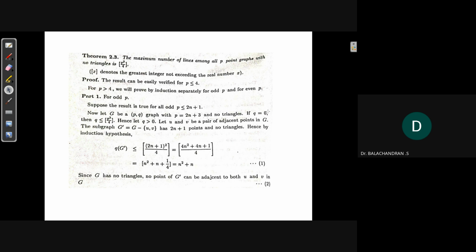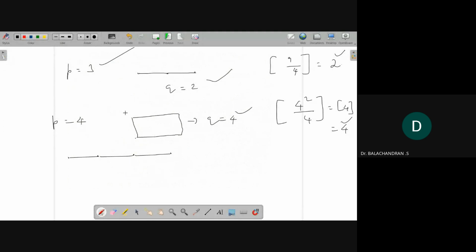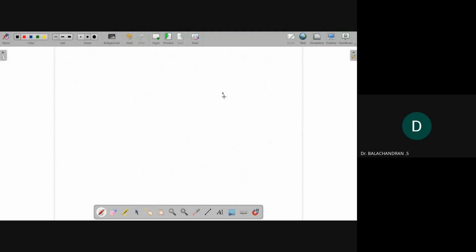If Q, the number of edges, is 0, then automatically Q is less than or equal to P square by 4. This is the trivial case. Hence we assume Q is greater than 0. Let U and V be a pair of adjacent vertices in G. I will draw a graph like this. Suppose this is U, this is V. It's a pair of adjacent vertices in G.